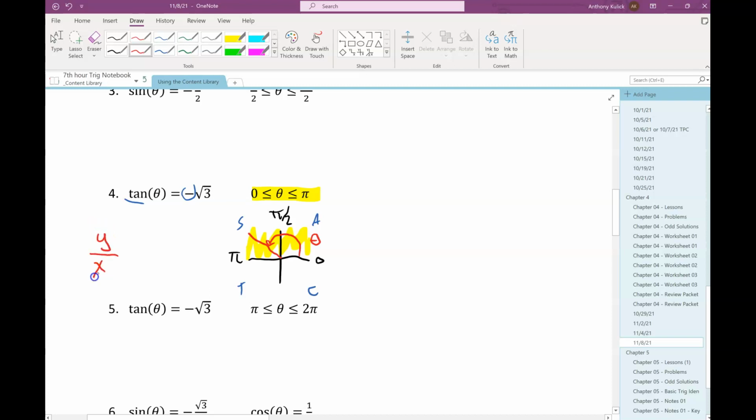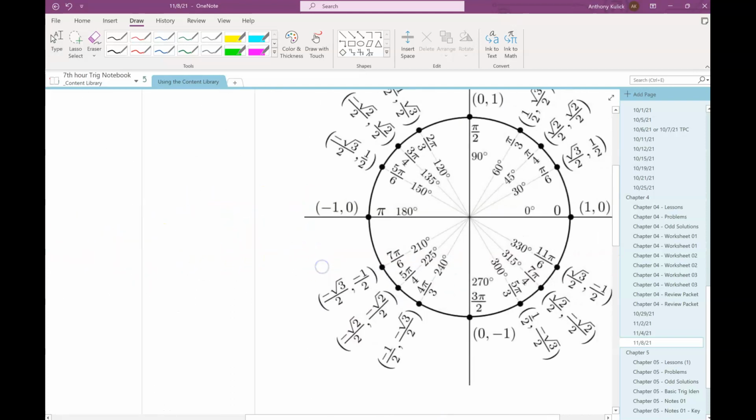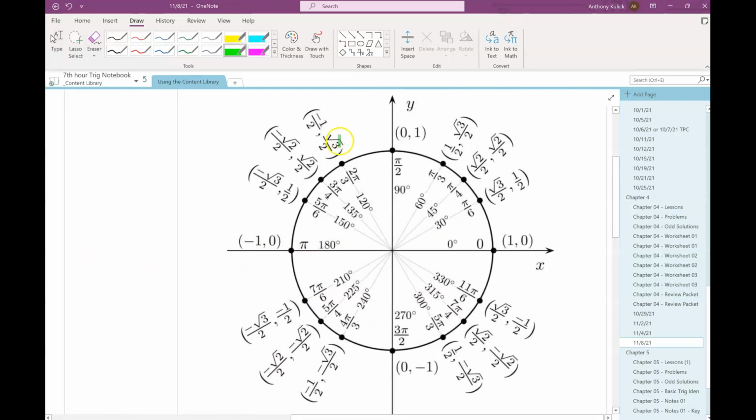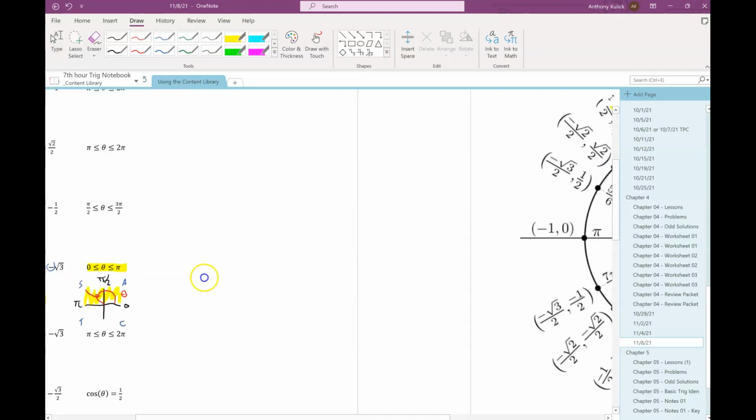So I know tangent is y over x. So I'm going to be going to my unit circle. I'm looking for the place in quadrant 2 where the y coordinate has a square root of 3 in it, and the x coordinate has a 1 in it. So that would be here. So 2 pi over 3 should be my answer. Cool, fellas?